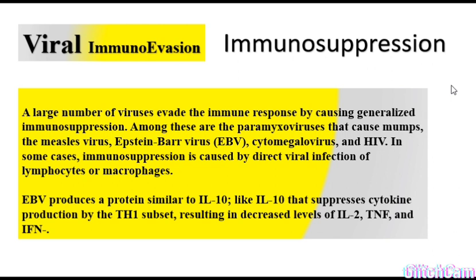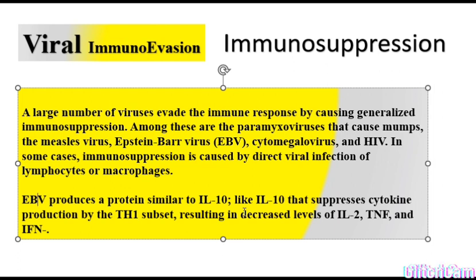For example, Epstein-Barr virus or cytomegalovirus and HIV. And in case of Epstein-Barr virus, they produce a cytokine known as IL-10 like. It is not an IL-10, but it is very similar and homologous to IL-10.